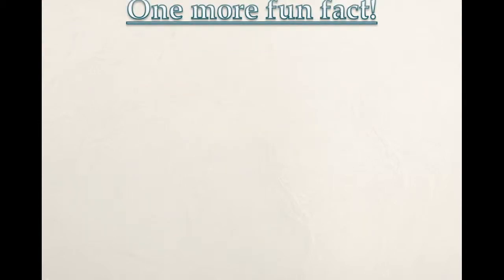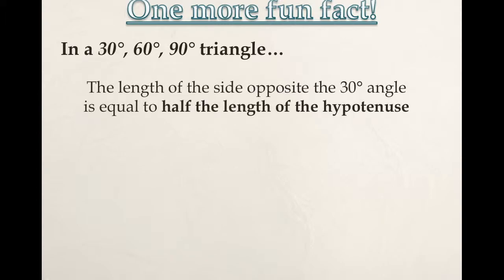Just one more fun fact before I leave you on this. There are certain triangles called a 30, 60, 90 triangle, which basically tells us that the angles in this triangle are 30, 60, and 90 degrees. The rule states that the length of the side that's opposite the 30-degree angle in that triangle is equal to half the length of the hypotenuse.